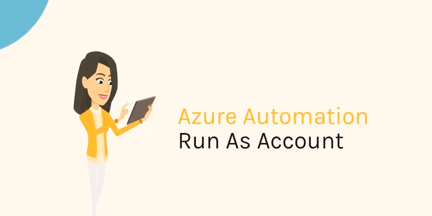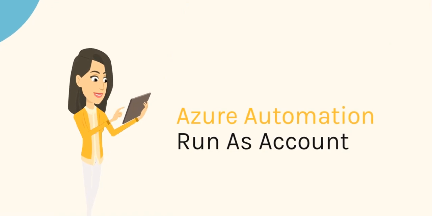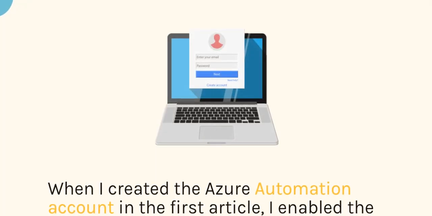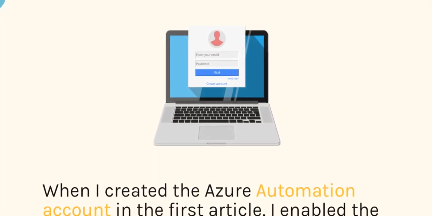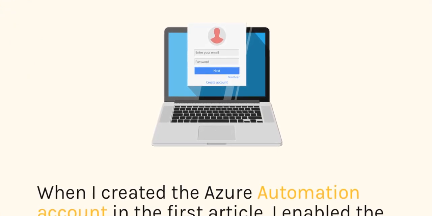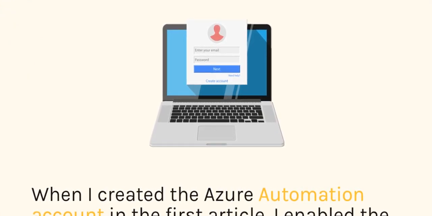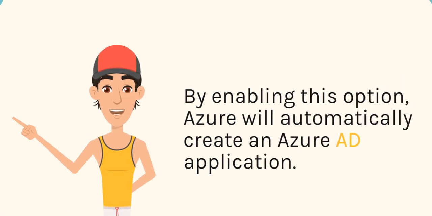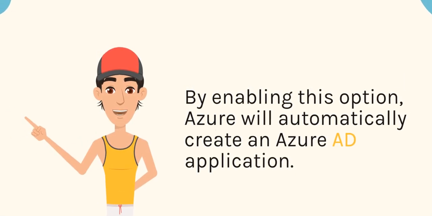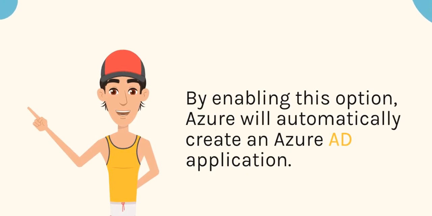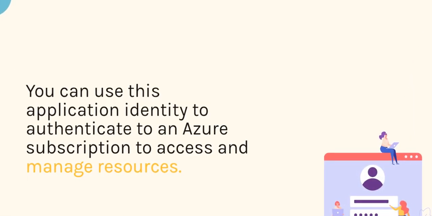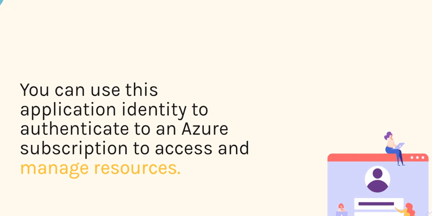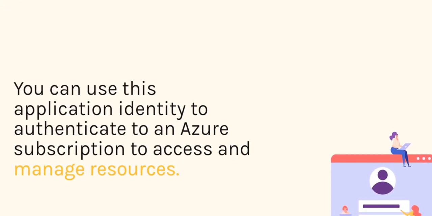Azure Automation Run As account. When I created the Azure Automation account in the first article, I enabled the option to create an Azure Run As account. By enabling this option, Azure will automatically create an Azure AD application. You can use this application identity to authenticate to an Azure subscription to access and manage resources.